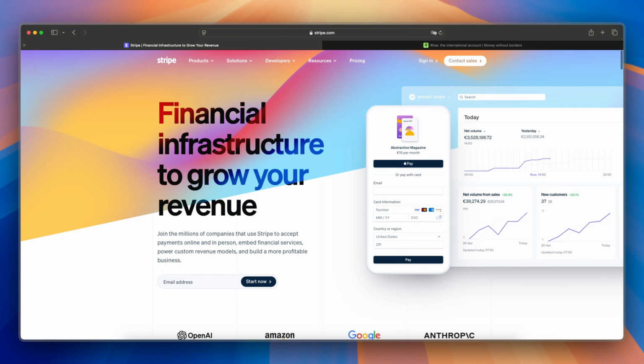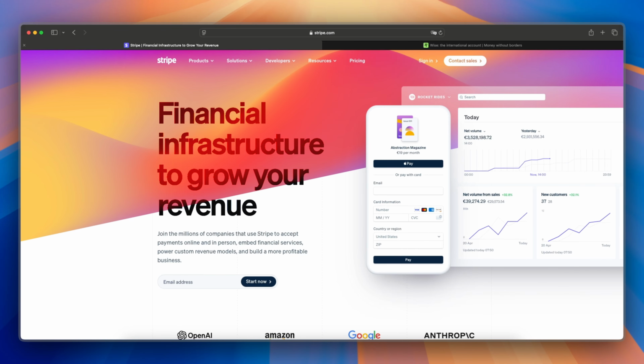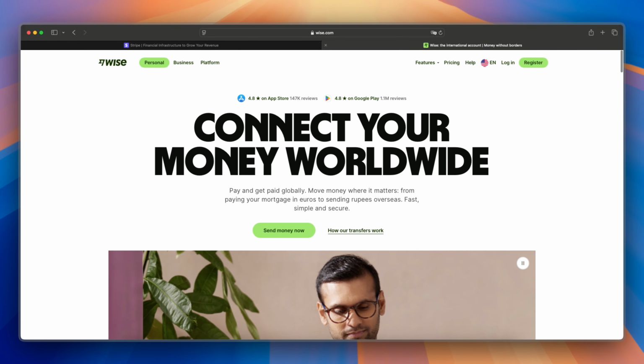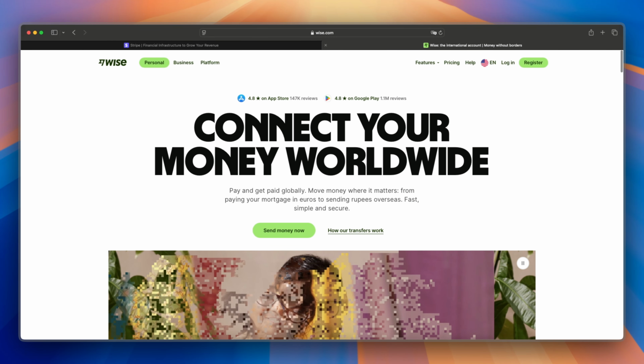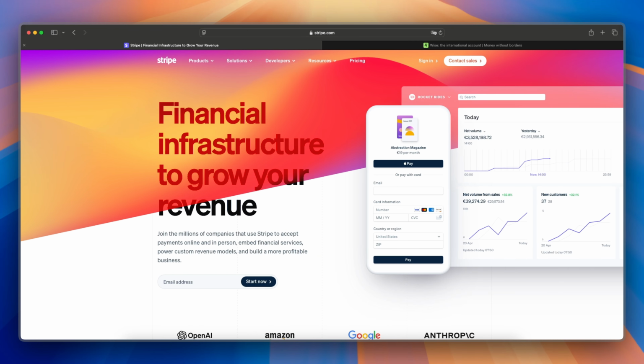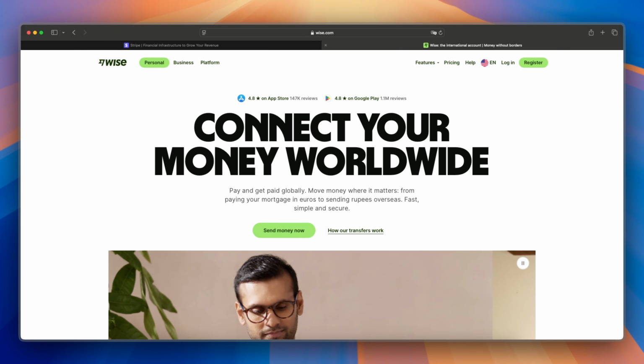So I would say that Stripe is best for e-commerce stores, subscription businesses and companies needing robust payment processing. And I would say that Wise is ideal for freelancers, remote workers and businesses handling international payments with minimal fees. So I would say choose Stripe for advanced online payment processing and choose Wise for affordable international transfers.